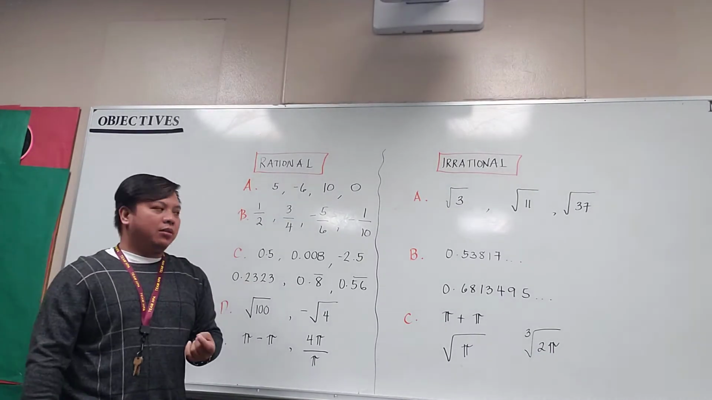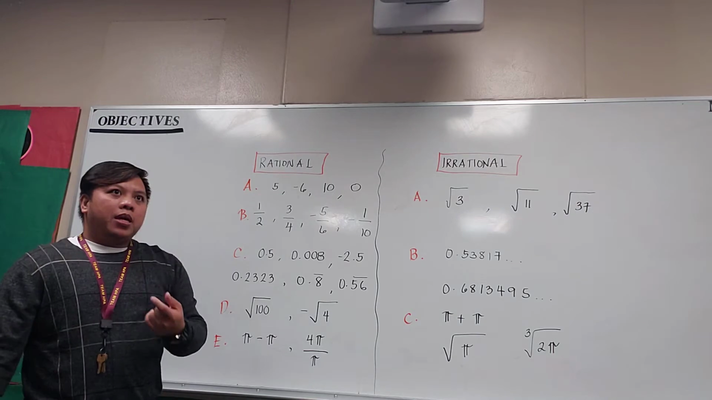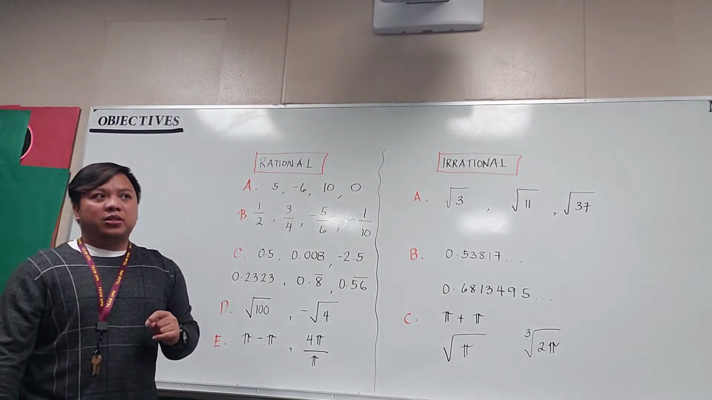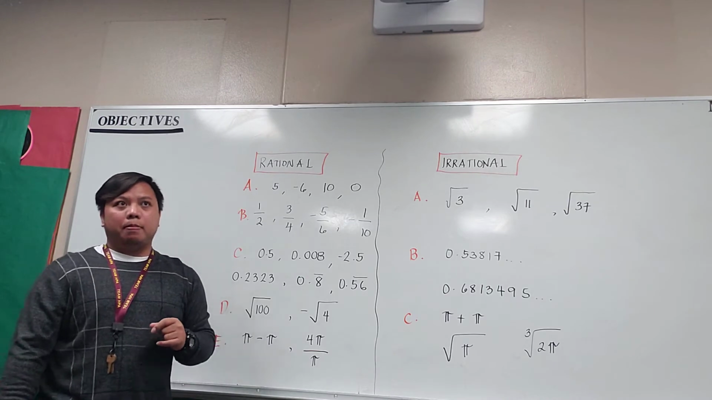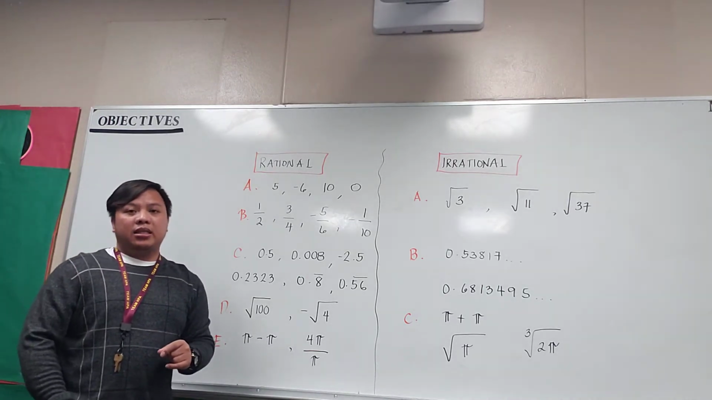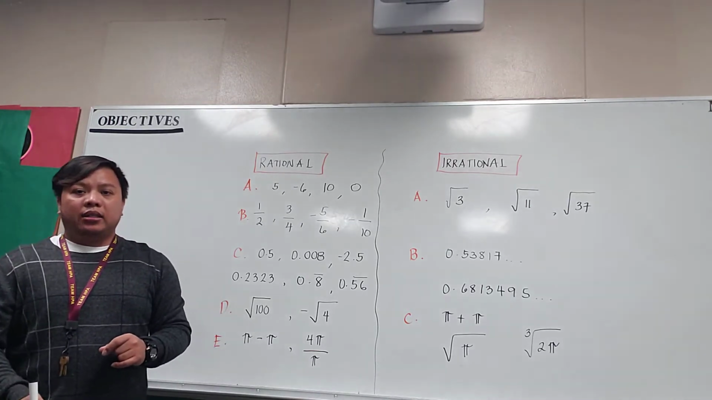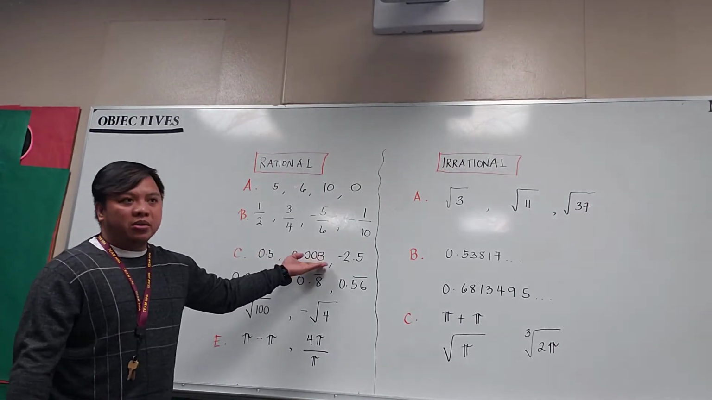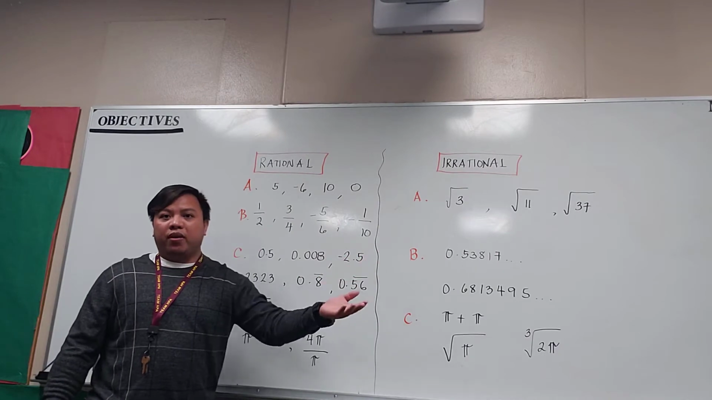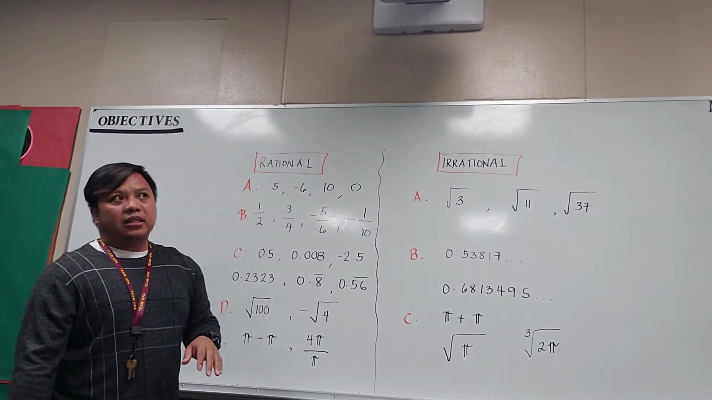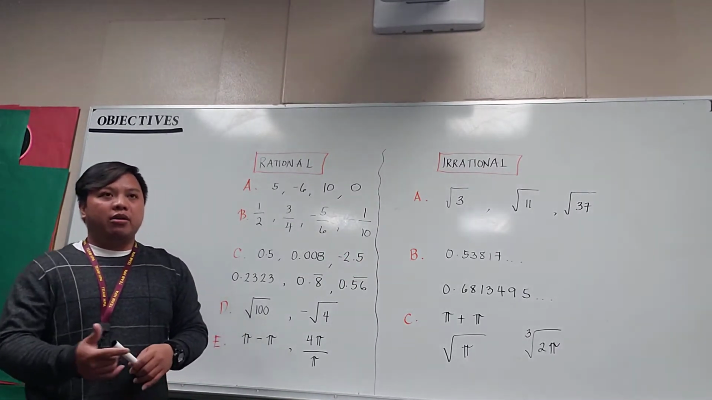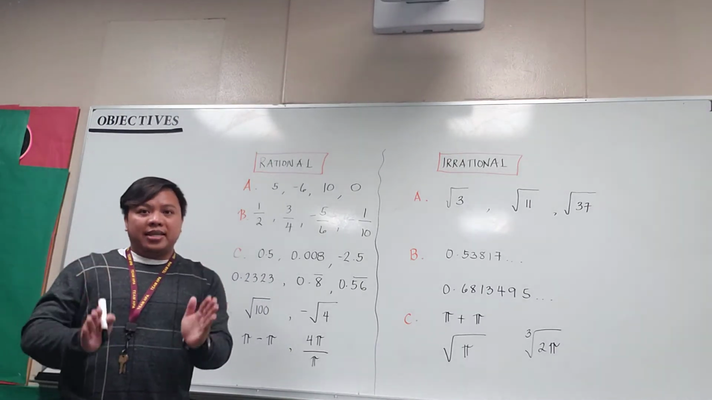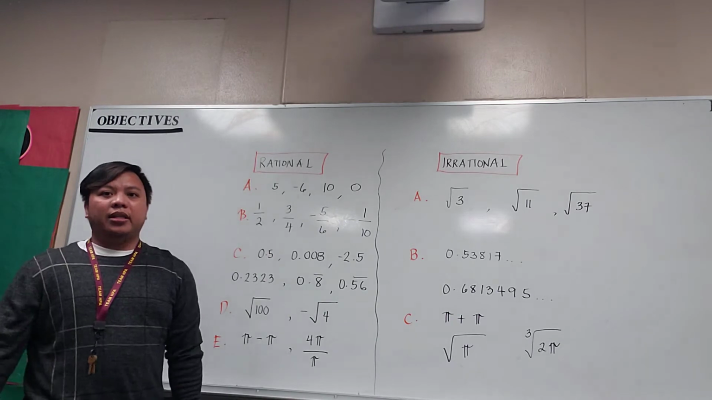In terms of decimals, it can be terminating. When you say terminating decimals, that means these are exact decimals. It means that it has no continuation. It's exact, just like 0.5, 0.008, negative 2.5. So it's not repeating. It doesn't have any pattern, it's just an exact decimal. So it's called a terminating decimal.